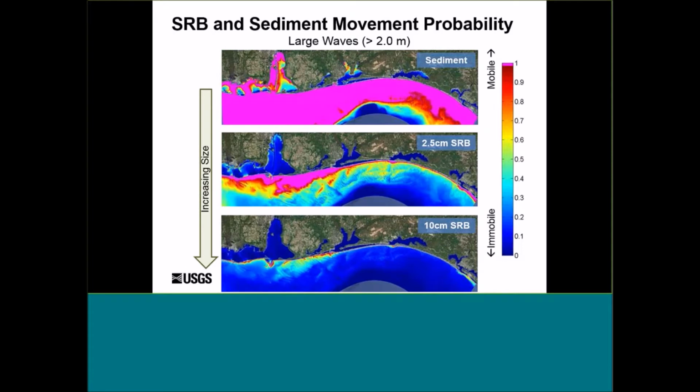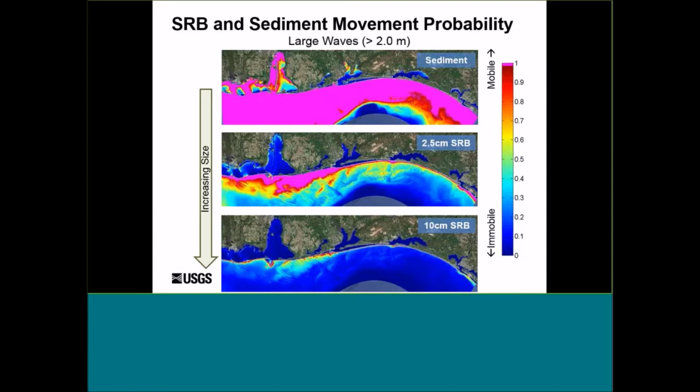What about big waves, storm waves? This doesn't necessarily need to be a hurricane or a tropical storm. This could be a winter storm front that comes through. Well, sand is moving everywhere on the shelf, and this is consistent. This is something that's well known. It's moving out along the shelf. But now you're starting to see some movement of the SRBs, 2.5 centimeters in the surf zone, and it's hard to see at this scale, but even the 10 centimeters in the surf zone can move.